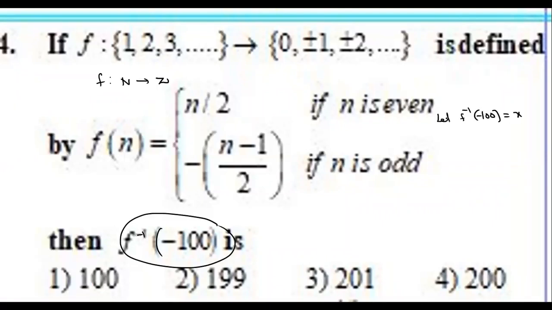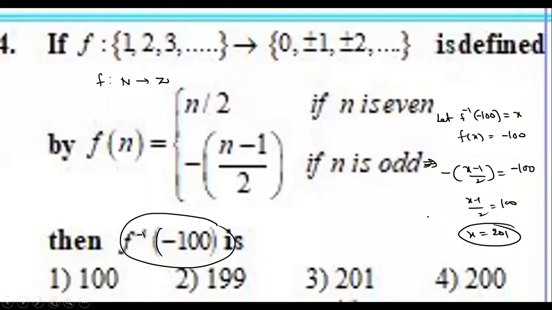Let f inverse of minus 100 be x. Then what is f of x? Minus 100. The output is negative, means what here? Yes, Praneeth, correct. F of x is equal to minus 100. Then which part do you have to take? F of x means either the first case or the second case. The first case is not possible for any value of n, as the output is negative. That means minus of x minus 1 by 2 is equal to minus 100. So x minus 1 by 2 is equal to 100. X is what? 201. So the option is C.